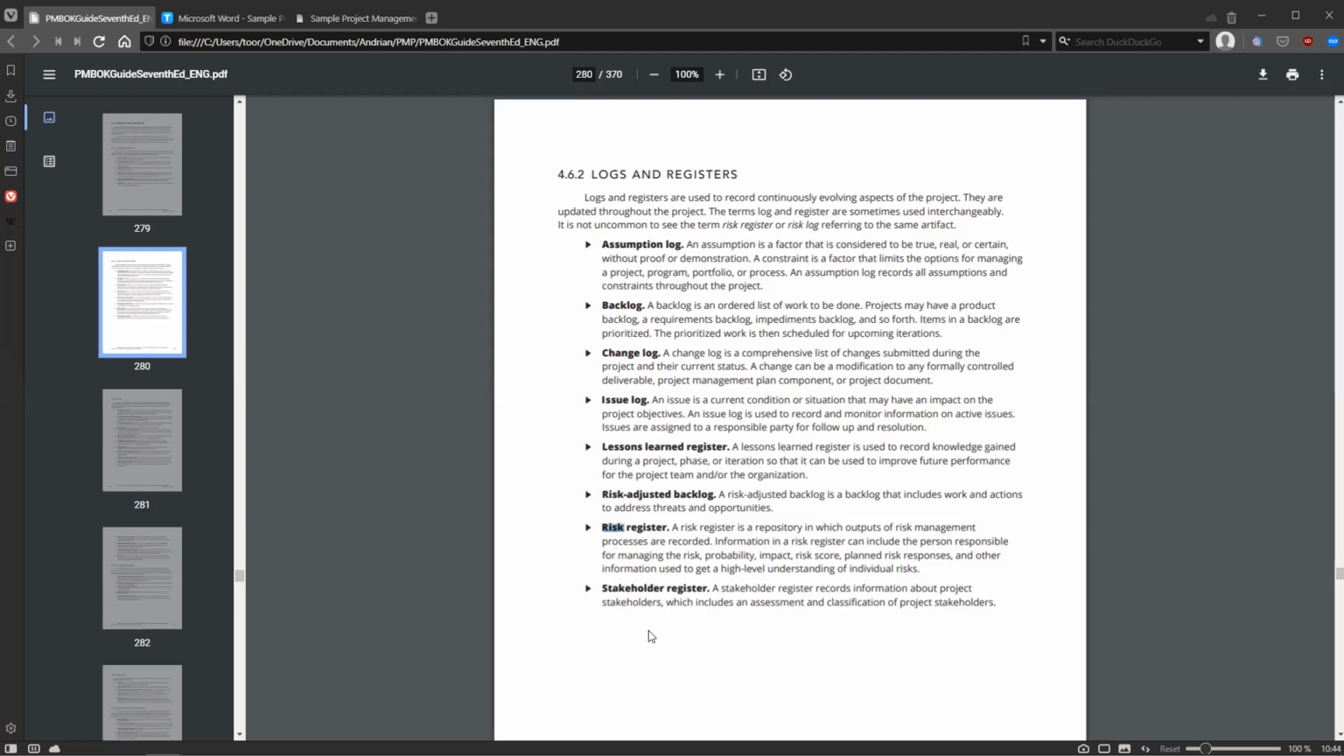Stakeholder register is basically a list of everybody who has any impact on a project. They might be part of the project team, and project team is people directly involved in execution of the project. Or they can be people from executive team, from other organizations that have a stake within this project, essentially.